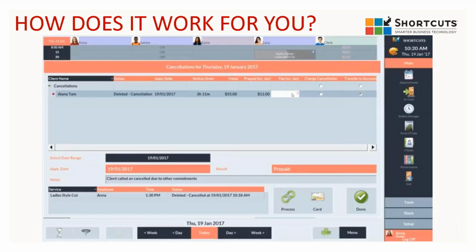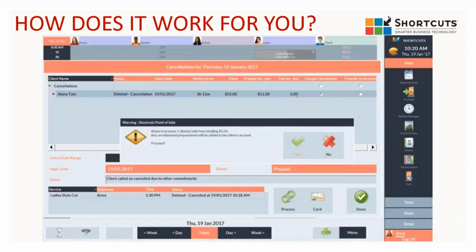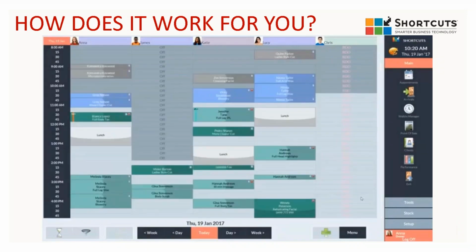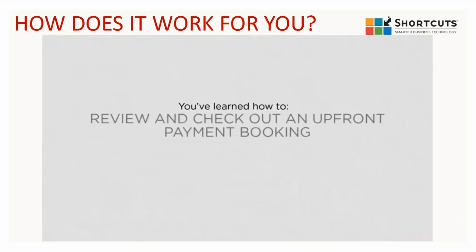Okay, you notice we're adjusting the fee down to $5. And then we can process that. So $5 will be the cancellation fee, and then the rest would go to the customer's account. And then I can choose done once I'm done there.